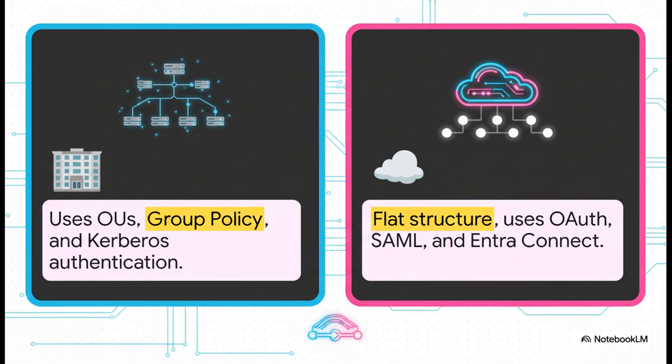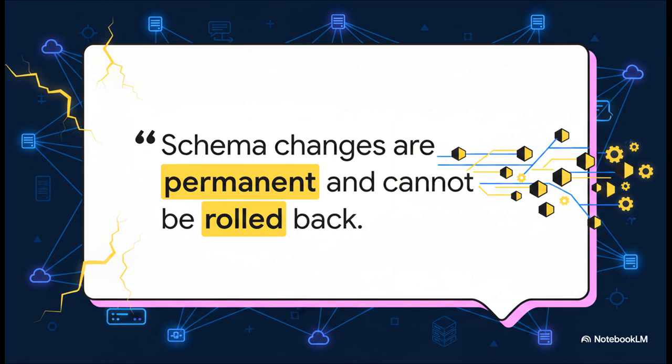As we wrap up, I want to leave you with this rather provocative thought regarding that schema master role we touched on earlier. Whenever you extend the AD schema, those changes immediately replicate out to every single domain controller. As the quote here states, schema changes are permanent and cannot be rolled back. So remember, in the hybrid infrastructure world, some structural changes are forever. The question is, are you fully prepared to make them?